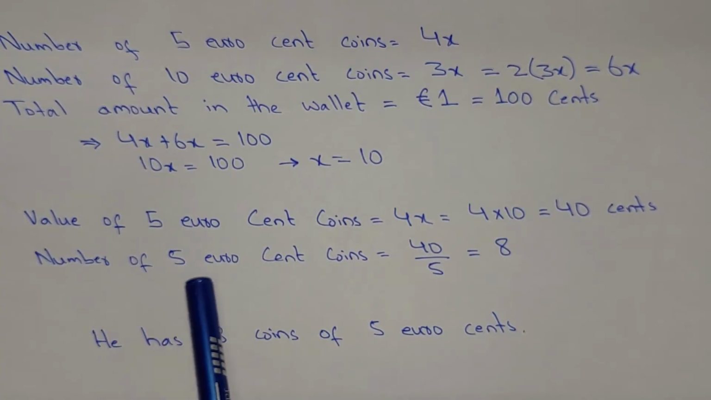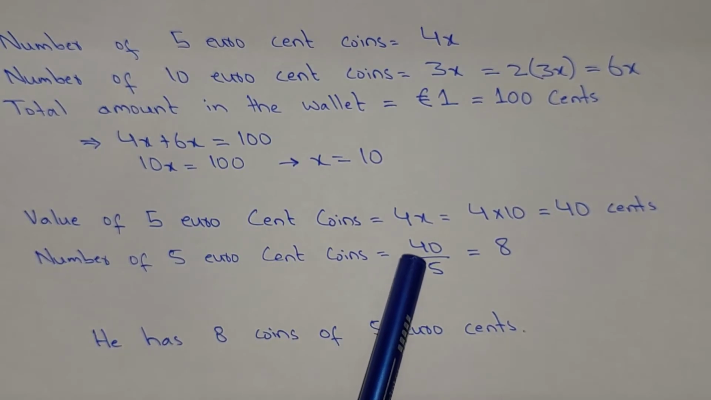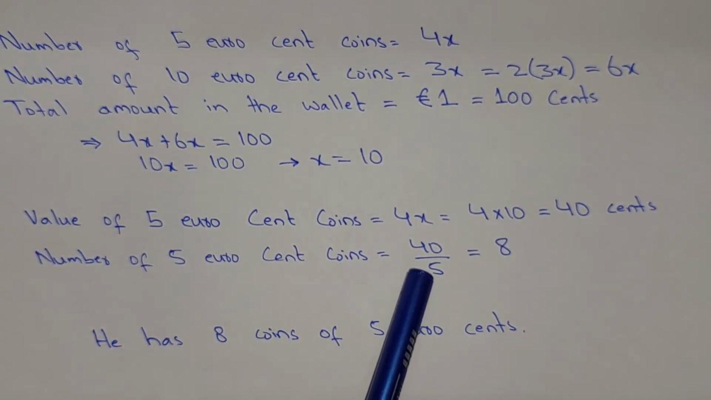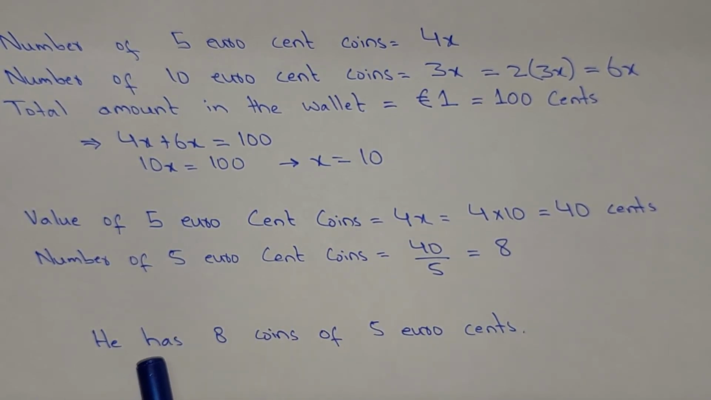So number of 5 euro cent coins is equal to the value of 5 euro cent coins, that is 40 divided by 5 because the coin is 5. So 40 divided by 5, that is 8. So we can say that he has 8 coins of 5 euro cents.